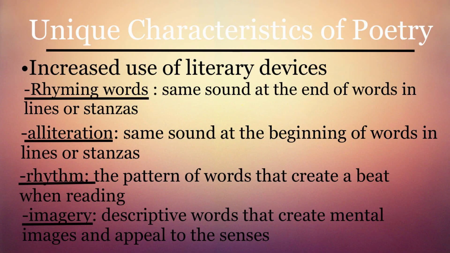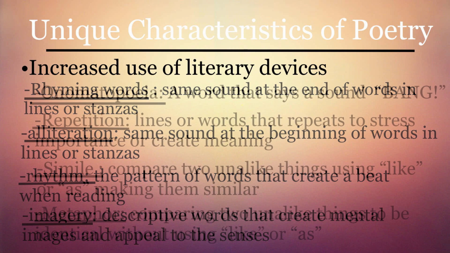More unique characteristics in poetry is the increased use of literary devices. Rhyming words are used when words that sound the same at the end of the word are in a line or stanza. Alliteration is when the same sound at the beginning of the word is used in lines or stanzas. Rhythm is when the pattern of words create a beat when reading. And imagery is used when descriptive words create a mental image and appeal to the senses.